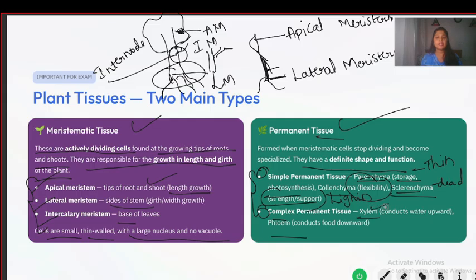Complex permanent, xylem and phloem. Xylem helps in the conduction of water in an upward direction, unidirectional, from the root to the aerial parts of the plant, whereas phloem conducts food downward. The phloem, from the food which is prepared over here, moves in both directions, from the roots to the aerial tips of the plant and from the aerial tips to the roots, but the xylem moves only in one direction, toward the aerial tips of the plants.